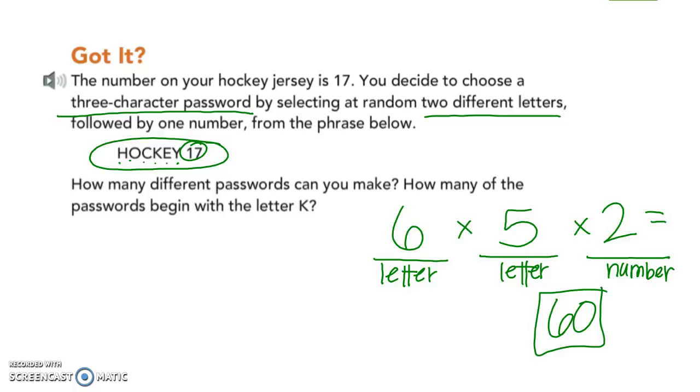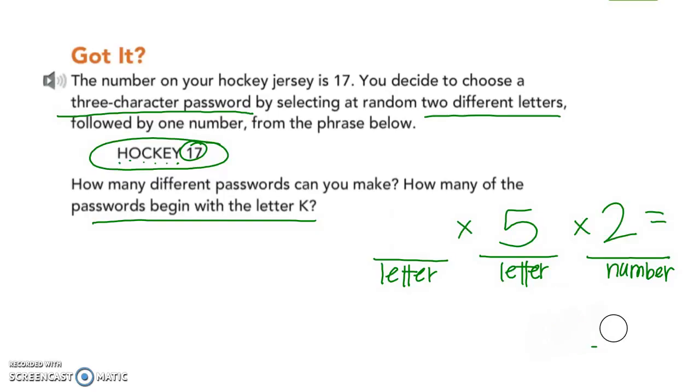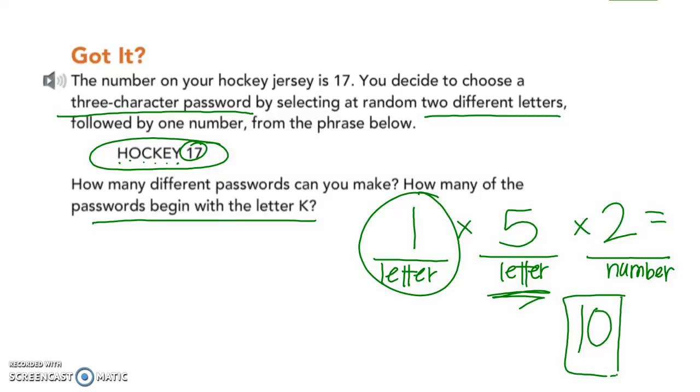and then how many of them begin with the letter K? So to find this, how many begin with the letter K, if they're telling me what letter I have to use for the first letter of my password, how many choices do I have? If it's going to be K, I just have one choice. K. Okay? So we use the K here, then the other 5 letters are our choice for the second one here. So how many combinations can I make with the letter K? 1 times 5 is 5, times 2 is 10. There's 10 different passwords I could use with the letter K as my first character.